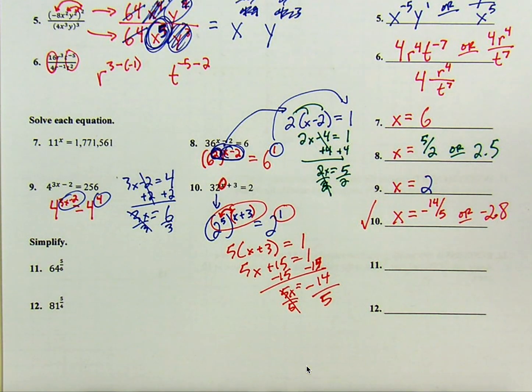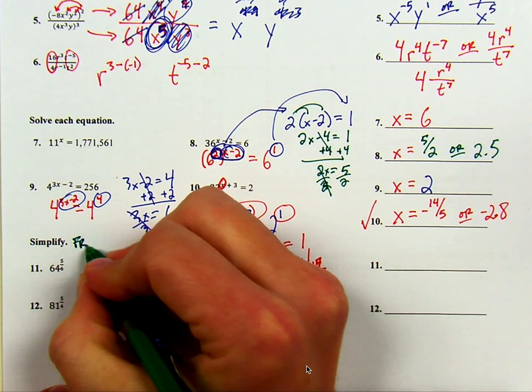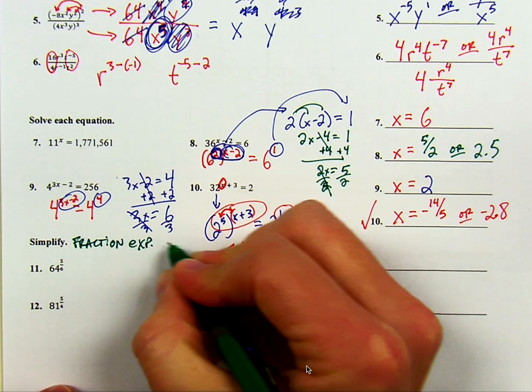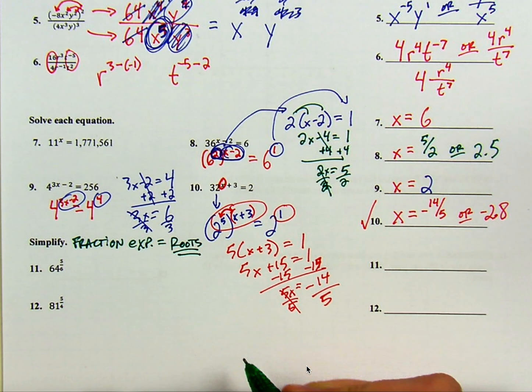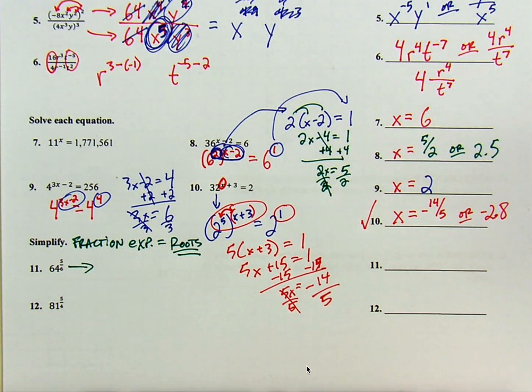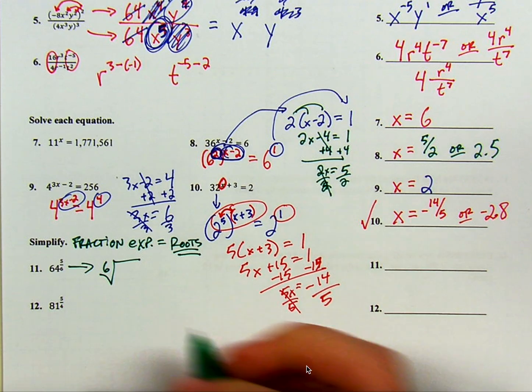All right. Number 11 and number 12. Fractiony exponents. Fractiony exponents mean roots. Okay, what kind of roots? If it's a sixths, then it's a sixth root. Sixth root of what? 64 to the fifth.